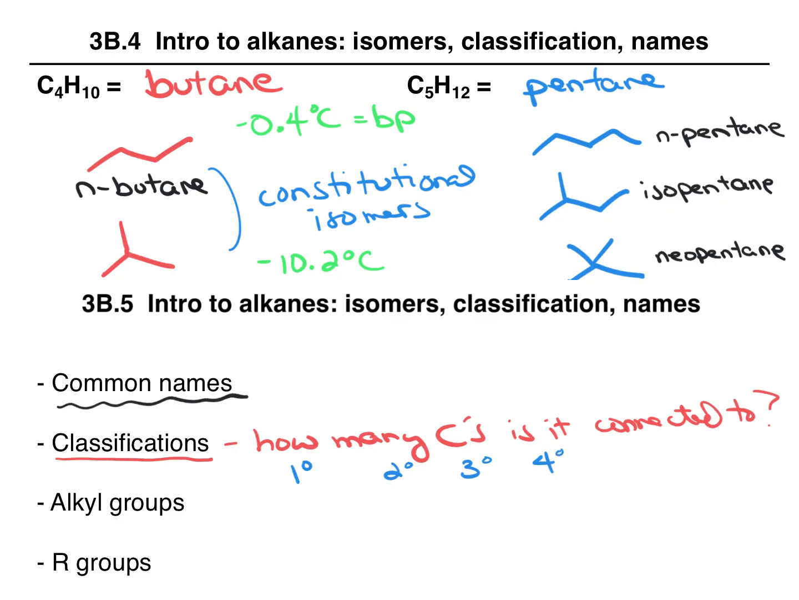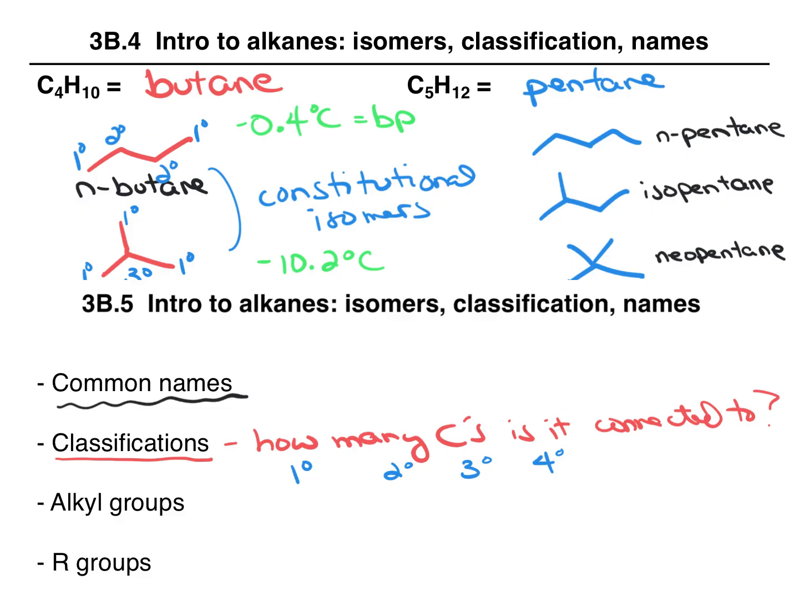So let's look back up here. This carbon here is connected to only one other carbon. So this one is a primary carbon, and so is this one, and this one, this one, this one. This carbon is connected to two carbons. This carbon is connected to two carbons. And so these are secondary and secondary carbons. And then here, this carbon is connected to three other carbons. So this one is a tertiary carbon.